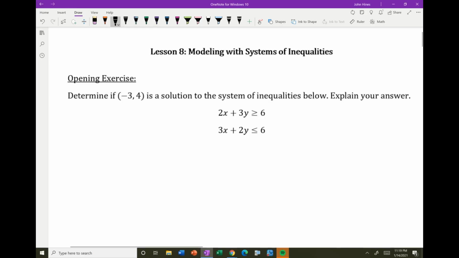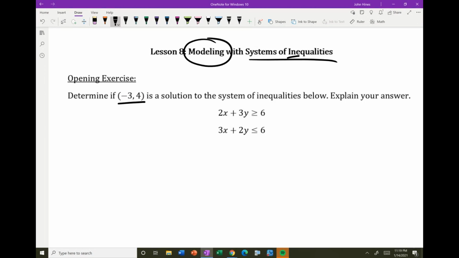Hi everybody, welcome to lesson 8 here, where we're going to continue working with systems of inequalities, but we're going to be modeling with them just like we did with systems of equations. So let's try this opening exercise here to get our minds back into the system, working with systems of inequalities. Determine if negative 3, 4 is a solution to this system.